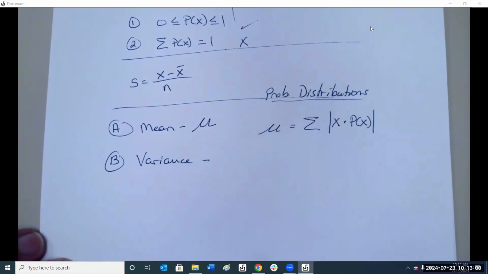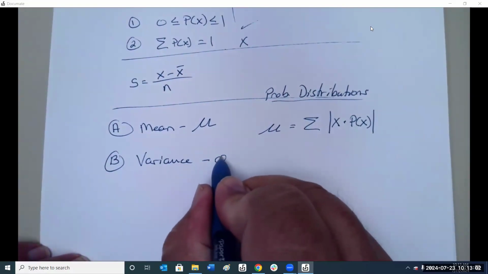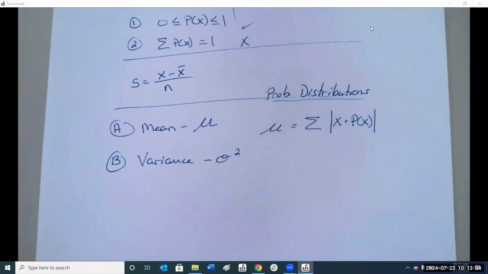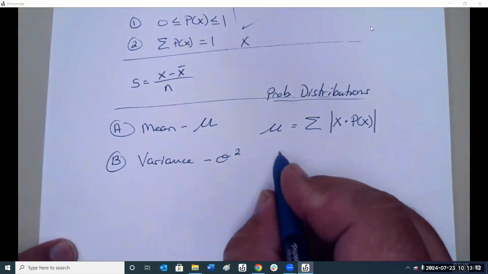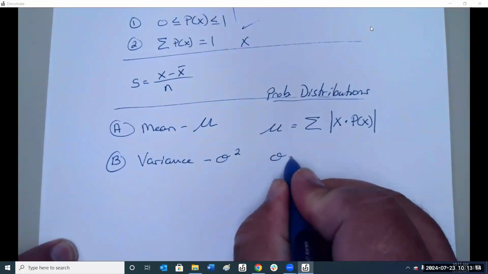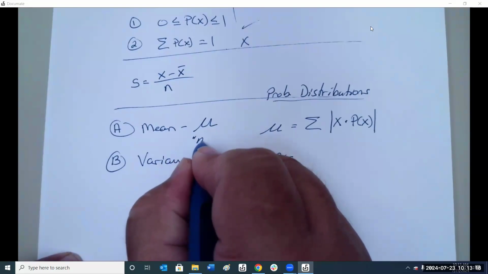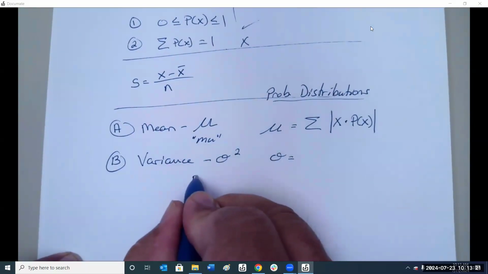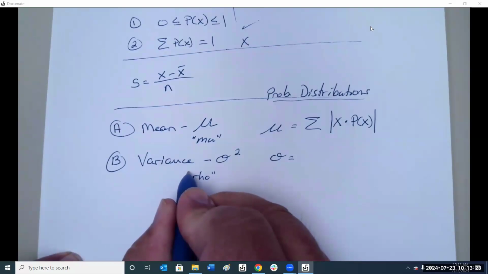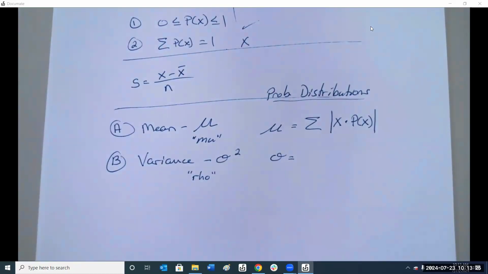The second, the variance. The variance is rho squared. Rho is that O with a loopy thing on top. This is mu, and this is rho, R-H-O. Like fish eggs, rho.